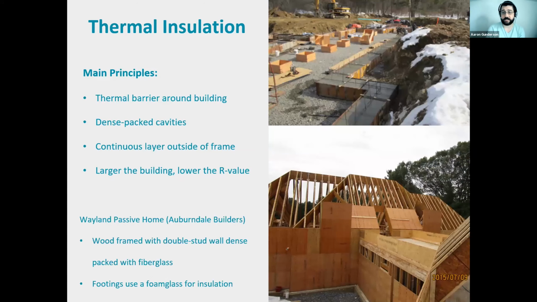Here are some other examples. This is still the Wayland project, but some other photos of it. So on the top, you can see how they did the footings. And what they did here is use a double stud wall. So those footings are very, very wide because they did double studs, and that allowed them to fill that cavity with a lot of insulation, in this case, dense packed fiberglass. That's one of the ways, in this case, they got a really thick envelope and lots of insulation. They also, you can see, use a foam glass, which is sort of like recycled glass created into foam, as the footings there.